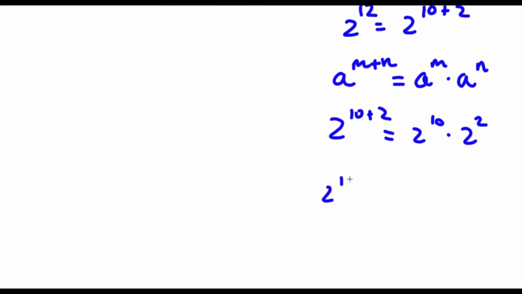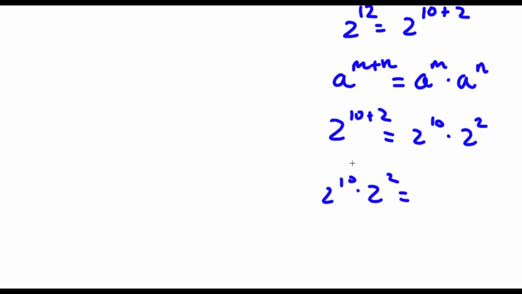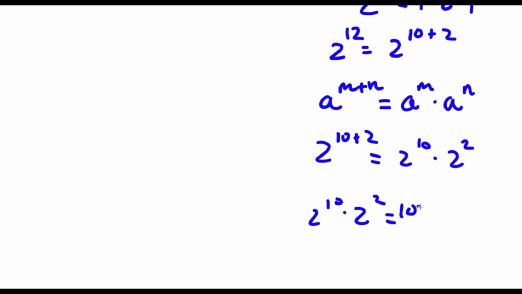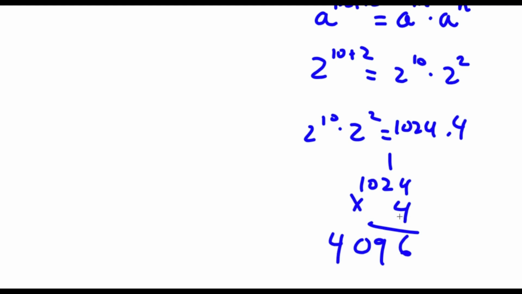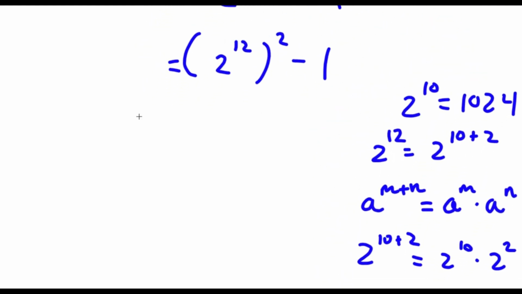Now, 2 to the power of 10 times 2 to the power of 2, well, 2 to the power of 10, we know this is 1024, and 2 to the power of 2, that's 4. So I have 1024 times 4. If I do this, 4 times 4 is 16, 4 times 2 is 8, 8 plus 1 is 9, 4 times 0 is 0, and 4 times 1 is 4. So I have 4096. So now this is the same thing as 4096 squared minus 1.